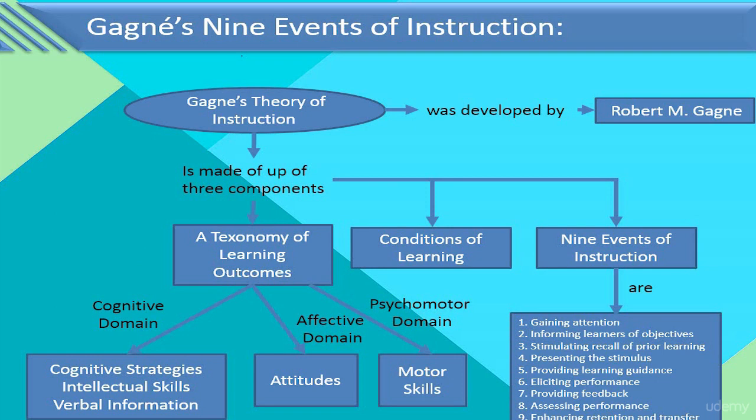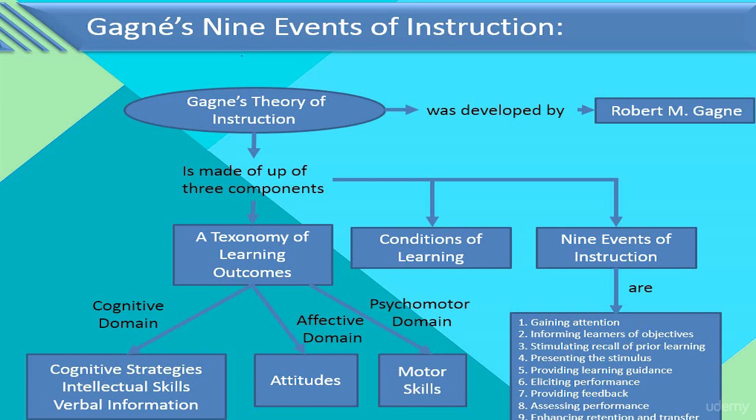Based on this framework, Gagne developed a 9-step process known as the events of instruction. Together with the 5 levels of learning and learning outcomes, these events provide the necessary conditions of learning and play an important role in the development of instruction.